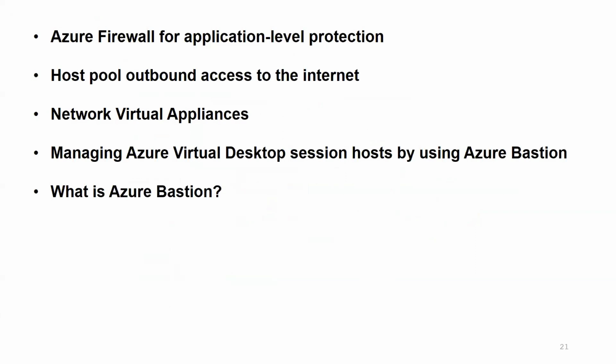Azure Firewall is for application level protection, and it also handles outbound access to the internet. Then there are network virtual appliances, NVA, and managing virtual desktop session hosts by using Bastion. We will discuss what Bastion is. For Azure Firewall application level protection, we have to write some UDR rules. NSG rules, UDR rules, based on our requirements, and we have to write some URL and NAT rules.